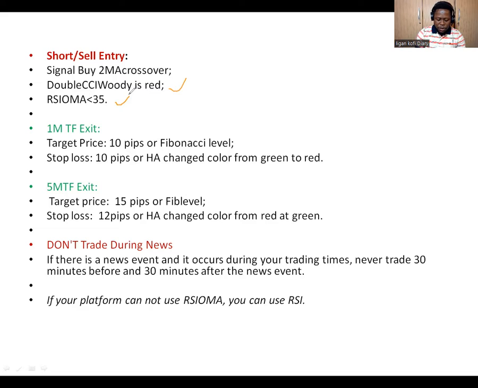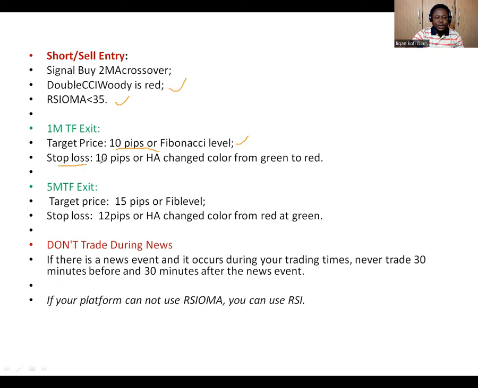Now, when do you exit out of the market? That is the next question. He's saying that if you are trading on the 1 minute time frame, you should target only 10 pips or exit at a Fibonacci level, because the tools include Fibonacci. So you target only 10 pips on the 1 minute time frame, or you use the Fibonacci levels to exit your trade.